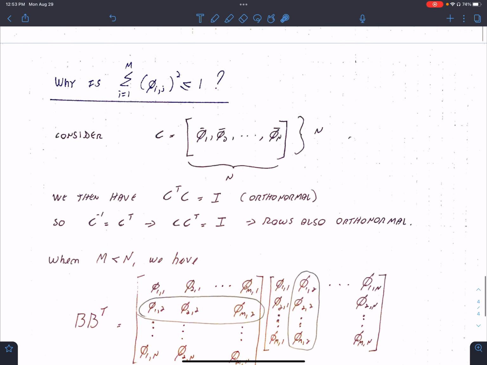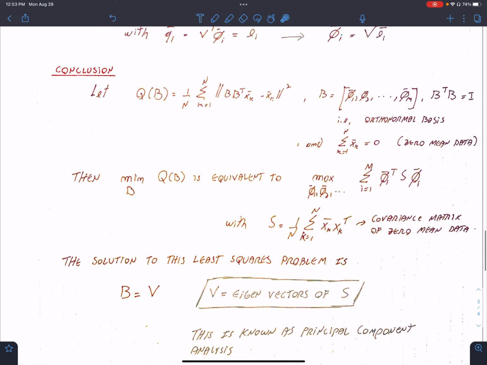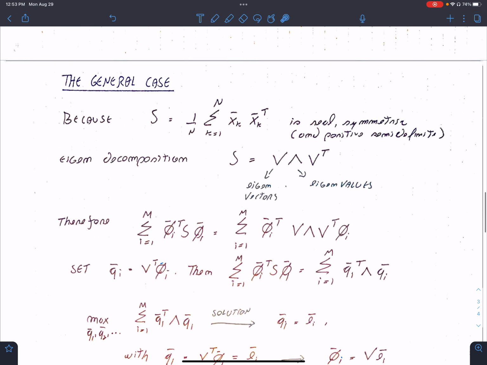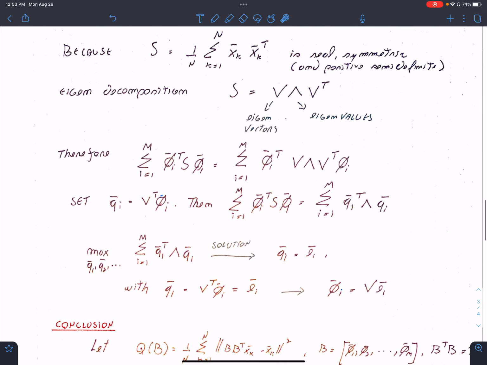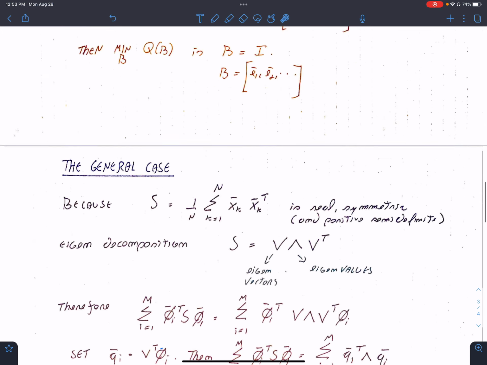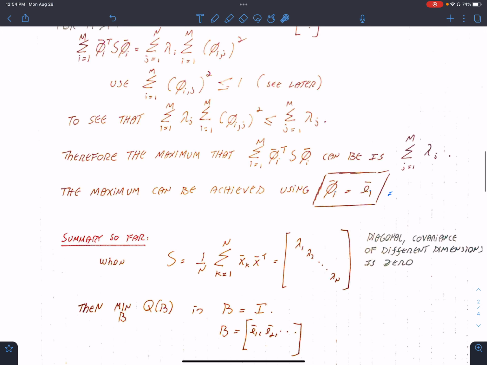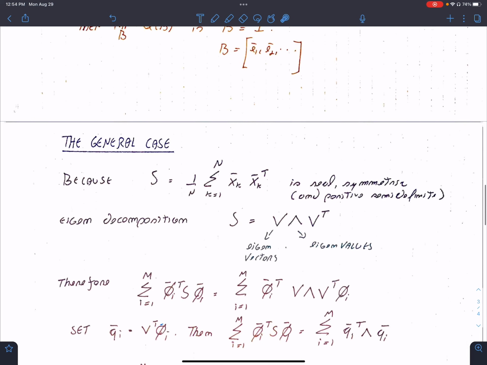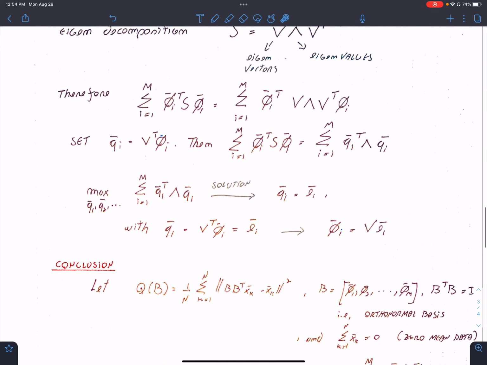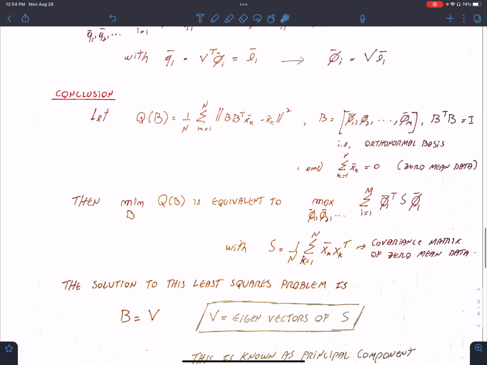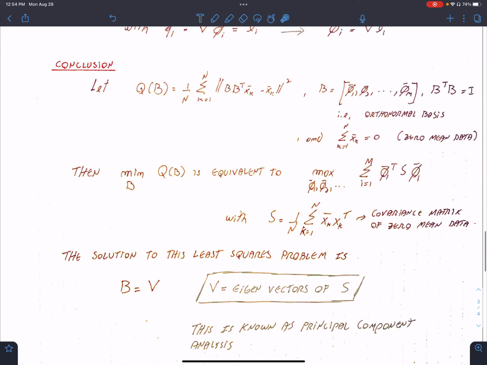So this is the identity we were missing, which we used up here to show that. We use this identity over here, and this is what we owed you, so you can understand the solution of PCA. Once again, the PCA solution is very simple. All you have to do is compute the covariance matrix of the data, and the eigenvectors of this matrix S are essentially your principal components.